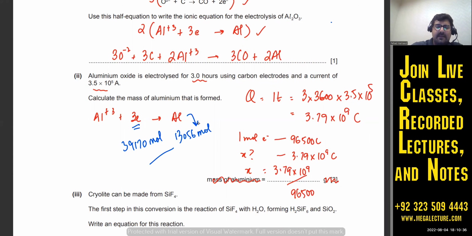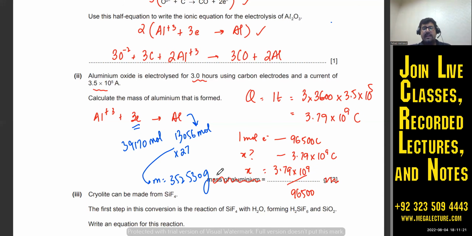And I can find the mass now. What do I need to do to find the mass? Multiply the moles by the Ar, which is 27. So if I multiply it by 27, I'm going to get 352,530 grams. Okay, that's going to be my answer for this, the mass of aluminum. That's it. So मैंने पहले charge निकाला. From charge, I was able to figure out the moles of electrons using the Faraday constant. Once I have the moles of electrons, I can use the ratio 3:1, find the moles of aluminum, and then multiply it by the Ar, which is 27.